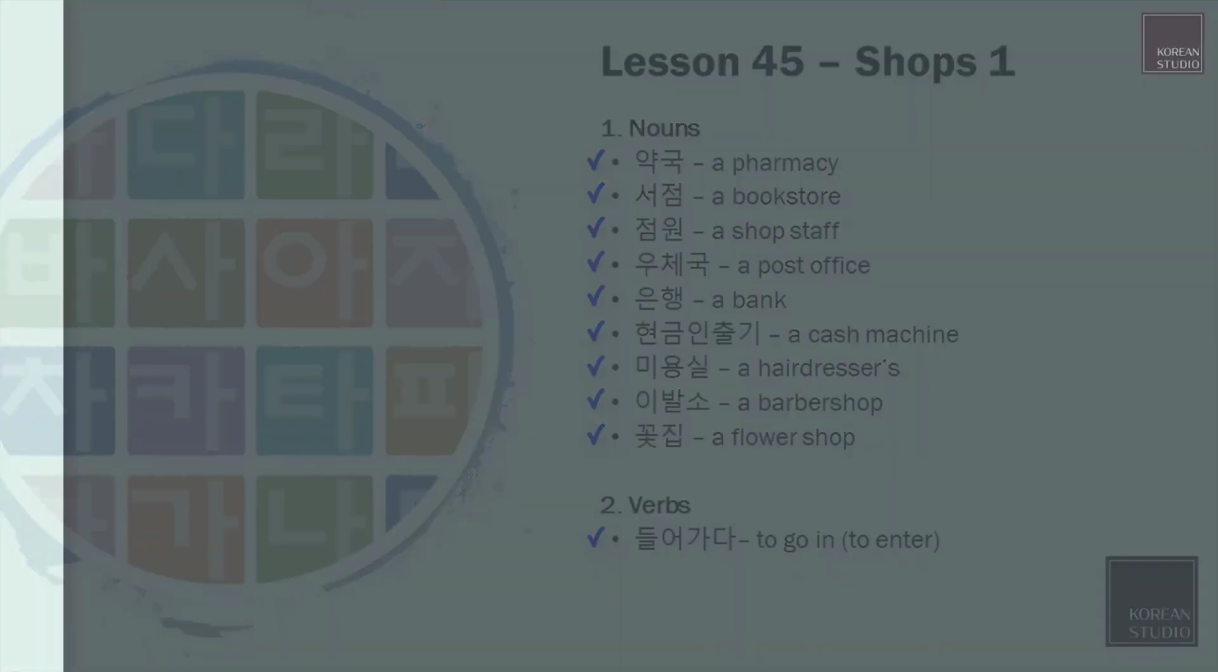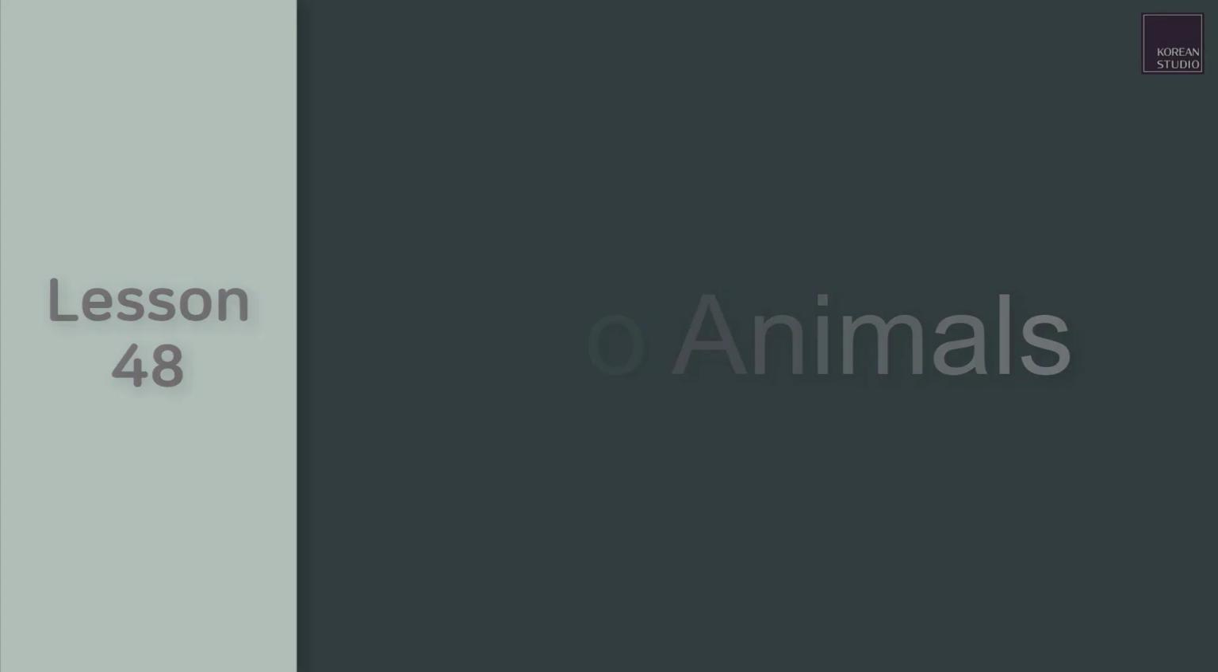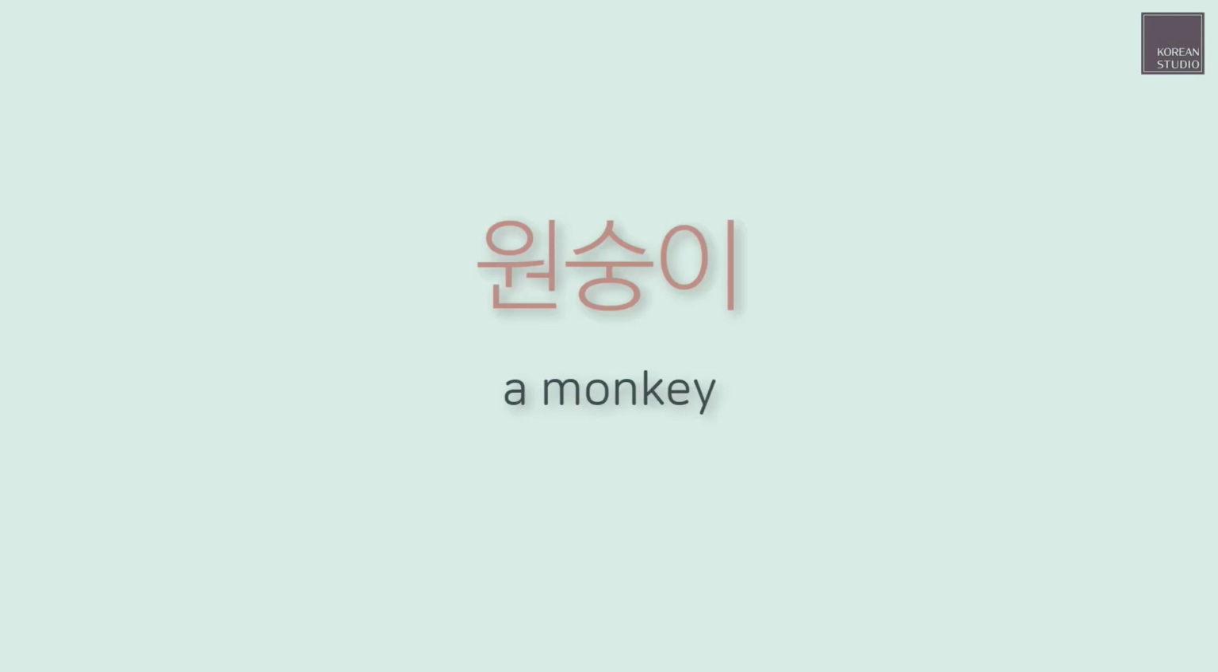Hello again. So in today's lesson, we're going to learn words related to zoo animals. So let's begin. The first animal is the monkey, and this is 원숭이. The final syllable 이 refers to objects and animals, and you will see this syllable used in other animal names in this lesson and in other lessons too.